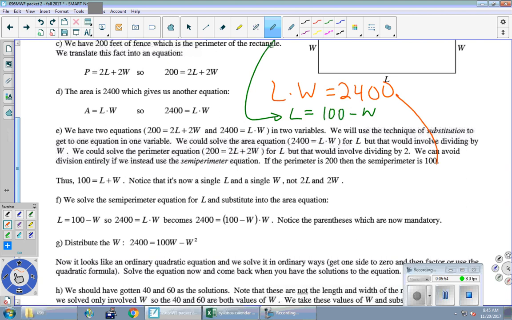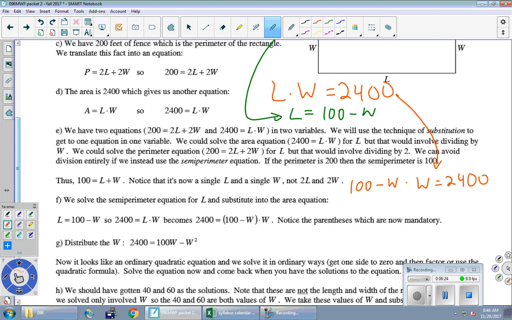So this equation now becomes, instead of the first L, it's 100 minus W times, what was there after the first L? W equals 2400. Does everybody see that substitution step? Replace the L with 100 minus W. Okay, it looks like I've done everything correctly. But if I solve this equation, I'm going to get the wrong answer. So what mistake did I make?